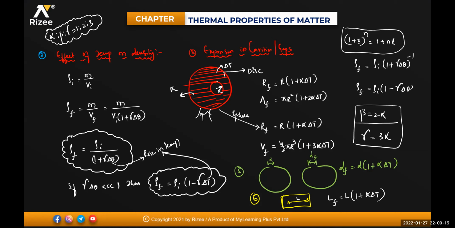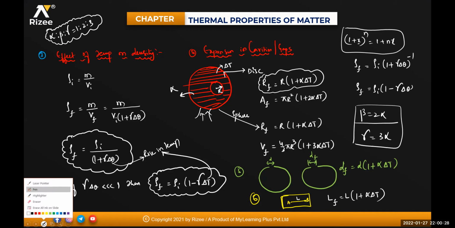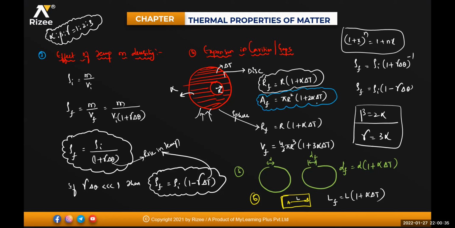So effect of the temperature and density we got, expansion in the cavities. Whenever there is some cavity in any metallic body, that cavity radius will always increase. That increase in the radius is calculated by the formula R final is equal to R into 1 plus alpha into delta theta, and increase in the area. Final area will be equal to initial area, pi R square, into 1 plus beta into delta T. Beta value is equal to 2 times alpha. The same way, if I'm considering this one to be a sphere, R final will be equal to R into 1 plus alpha into delta T, and V final will be equal to 4 by 3 pi R cube into 1 plus 3 alpha into delta T.